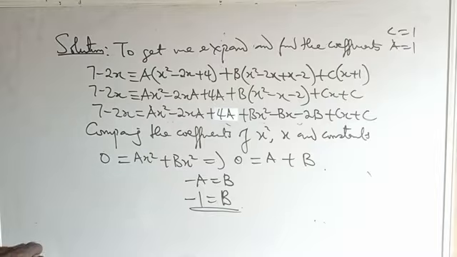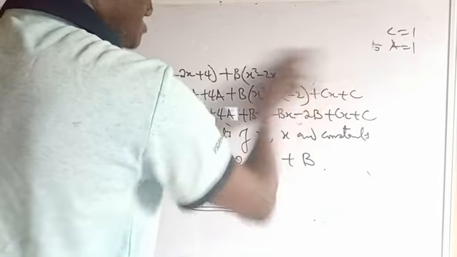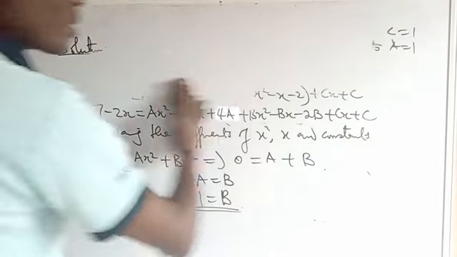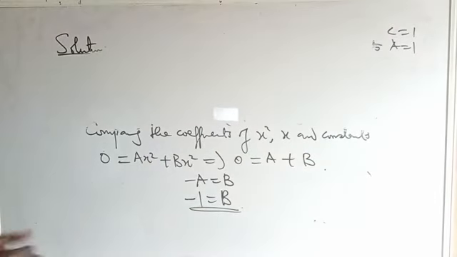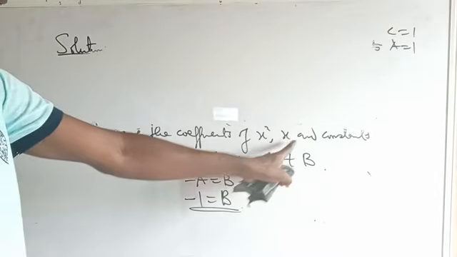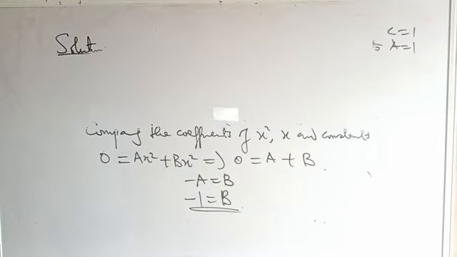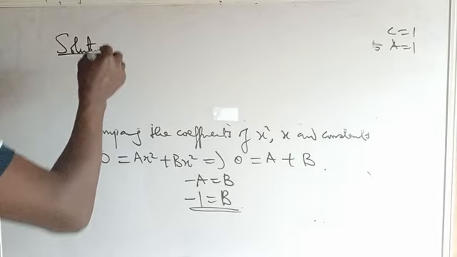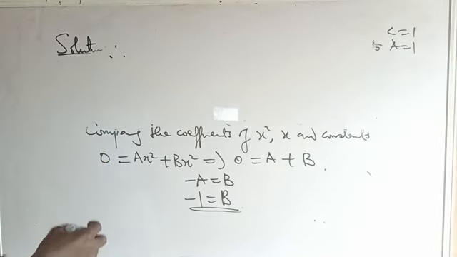So without wasting our time, we now conclude. We don't need to look for the coefficient of x and the constant again, since we have been able to get our b from considering the coefficient of x squared. Now, let's go back to the question.